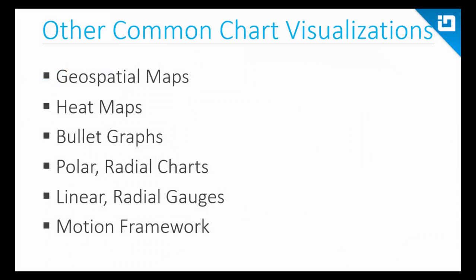That's not all. There's other visualizations besides the 7 that Stephen Few outlined and that we focused on for business charts. It doesn't mean that they're not important. They are very important, but they're not as commonly used. So geospatial maps are very important visualizations. Heat maps, bullet graphs, polar, radial charts, linear, radial gauges, and then something called the motion framework, which we ship with our product, which we'll talk about in the demos.